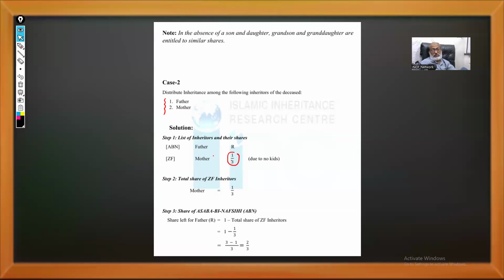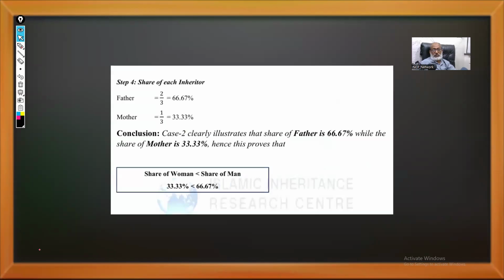And in that case, the father becomes the residuary, asaba binafsihi, or residuary by himself. So the residue will go to the father. It means the share of the father is 2 by 3. When you take out the percentage, you can see that 2 by 3 means 66.67% and 1 by 3 means 33.33%. So the share of the woman is less than the man.